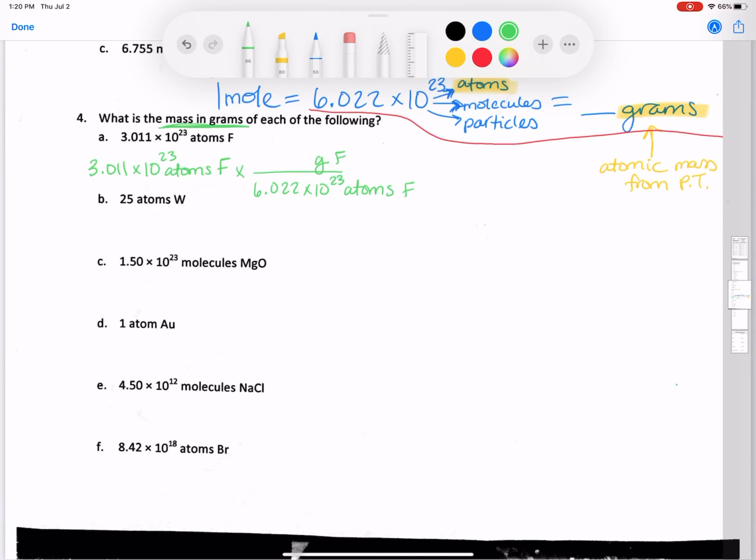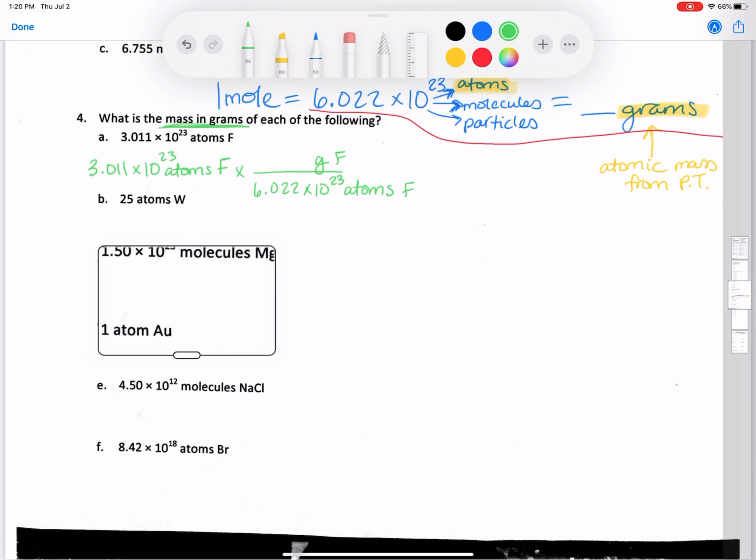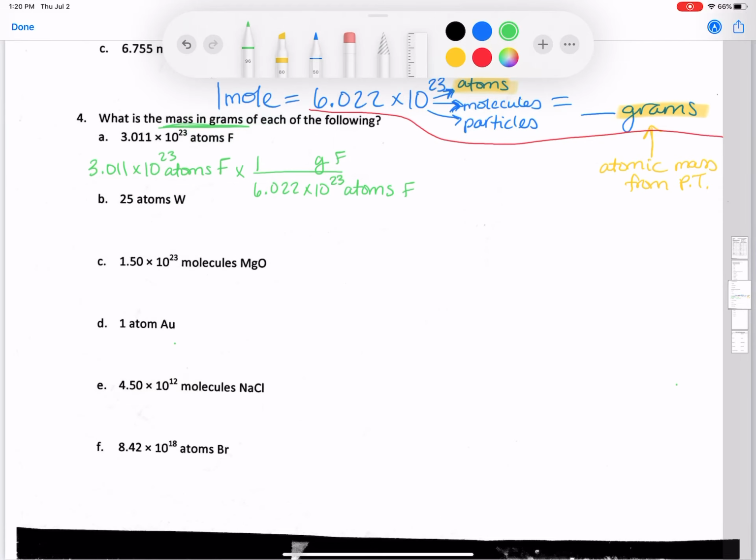So this is now where I go to my periodic table, and my periodic table tells me that fluorine has an atomic mass of 18.998. So now watch your units. Atoms of fluorine, atoms of fluorine. The unit that you're left with is grams of fluorine.